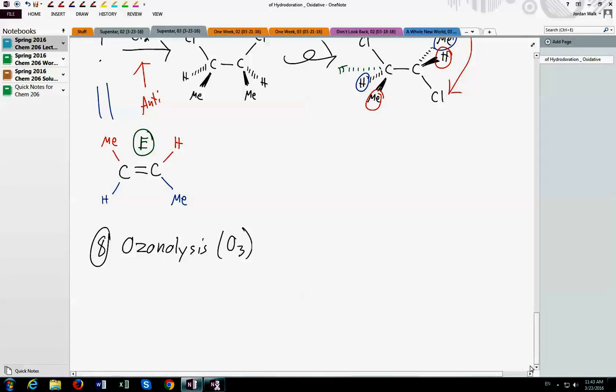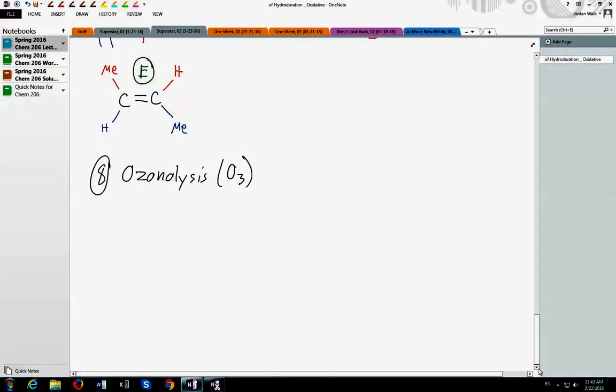Some of the reactions we've learned are not heavily used in real synthetic chemistry, but I will say that ozonolysis is very heavily used. It's actually a really, really useful change that we can affect the molecule with. So let's just look and see what happens.